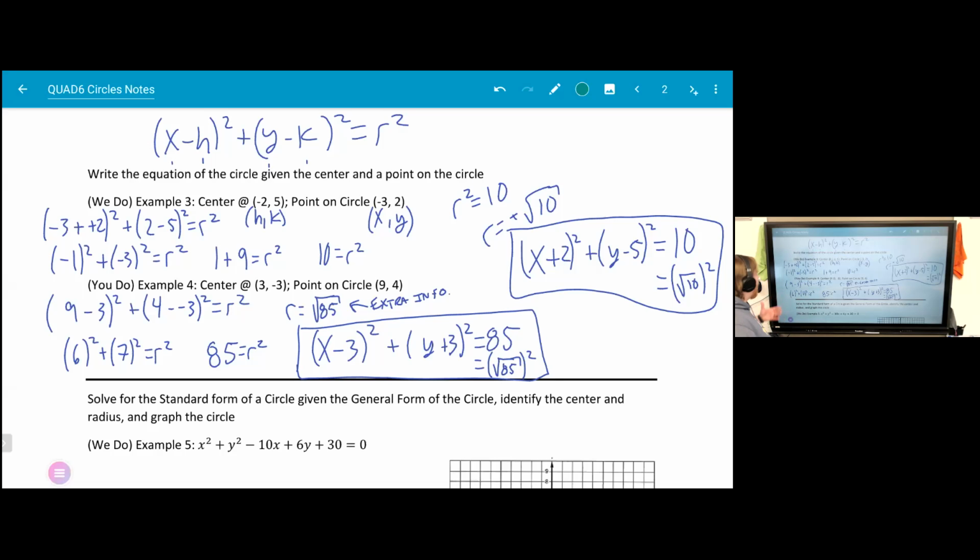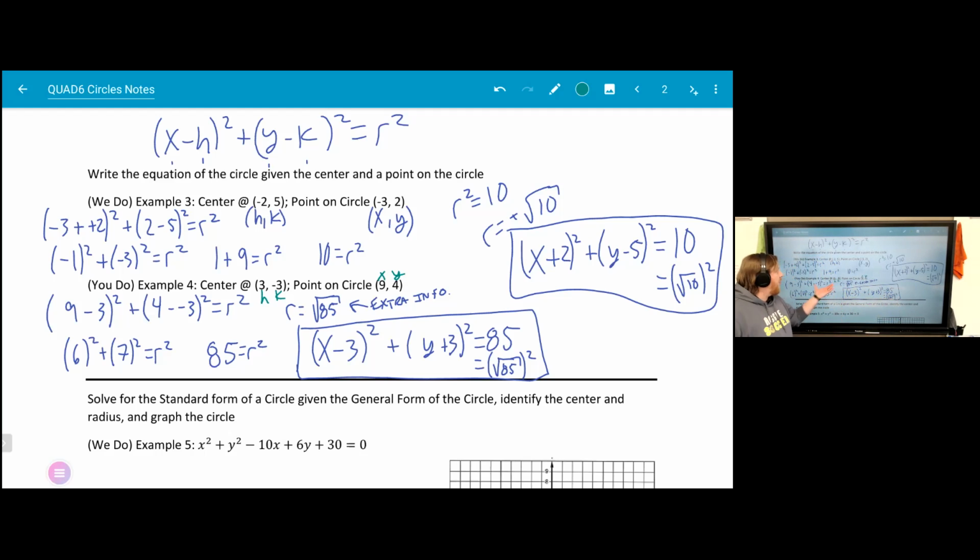Okay, now that you're back, you can check your answer. Here's what we've done. We plugged in, we've got our H and our K, we've got our X and our Y for this one. We're trying to find R squared, or the radius, because we don't know it. We plug it into the formula. We get 9 minus 3 squared plus 4 minus -3 squared equals R squared. We end up with 85 being R squared. Right there, with all we're asked, we could put that right in. X minus 3 squared plus Y plus 3 squared equals 85.